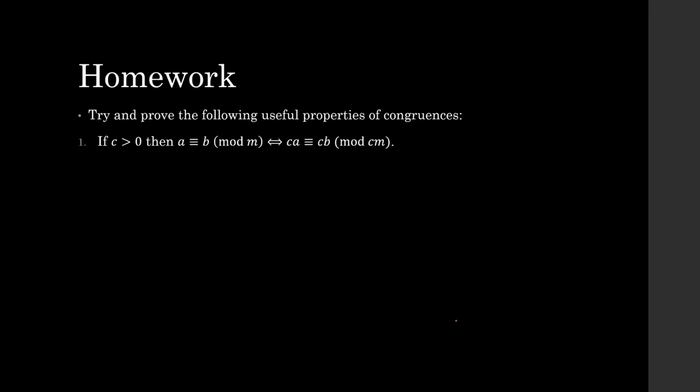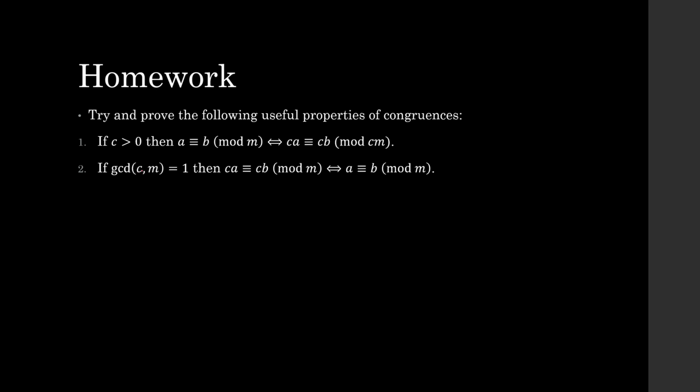So yeah, try and prove the following properties on congruences. This first one is kind of a warm-up. It's not that hard. If c is bigger than 0, then a is congruent to b mod m, if and only if ca is congruent to cb mod cm. So that's actually a pretty easy one to do. So I'll leave that to you, and I won't give a hint for that one.